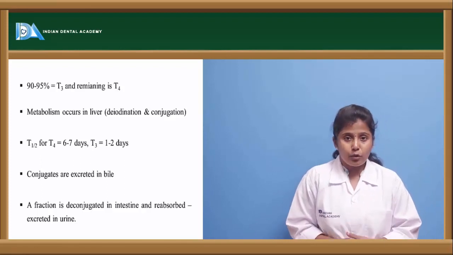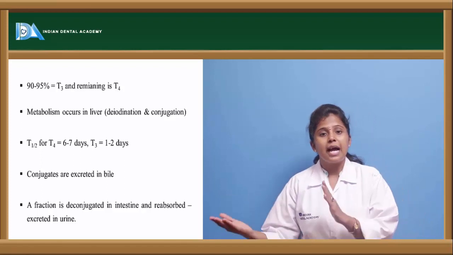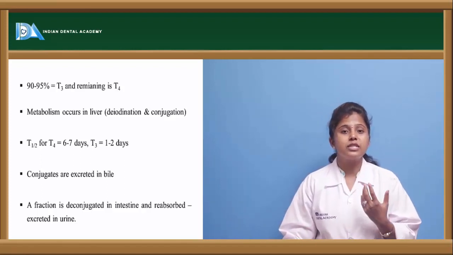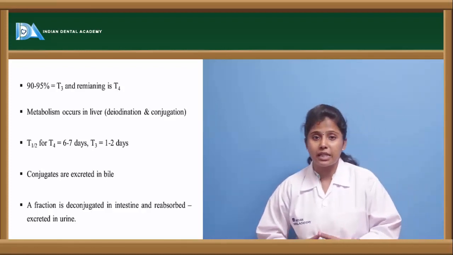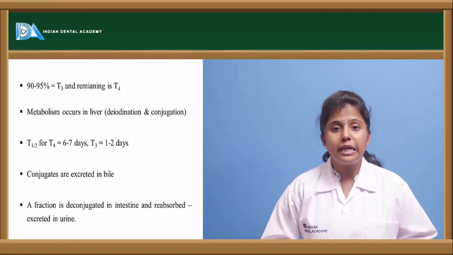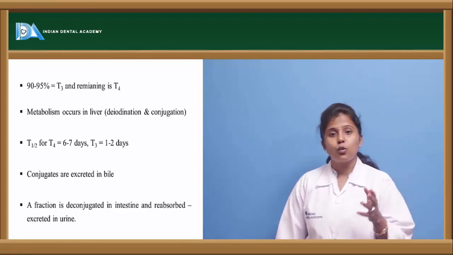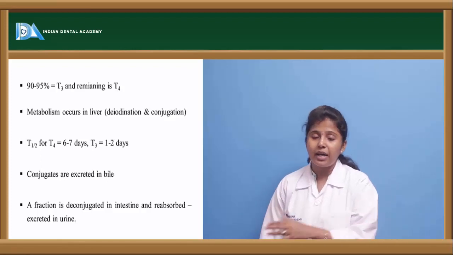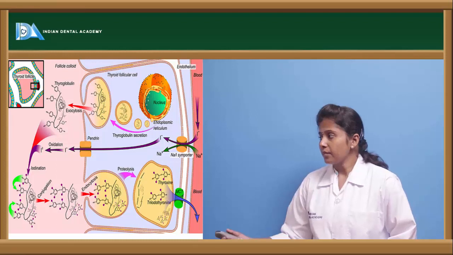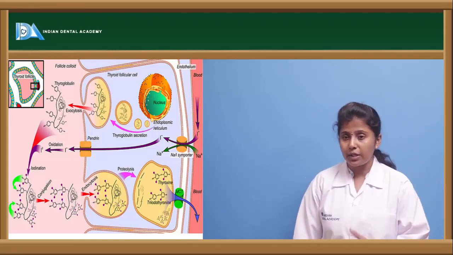Whatever deconjugated hormone is leftover, if a hormone is getting metabolized, it forms conjugates, and whatever portion is not metabolized, which is the deconjugated form of the thyroid hormone, is getting reabsorbed into the intestine, and thereby it is excreted in the urine. So those which are metabolized are excreted in the bile, and those which are not metabolized are excreted in the urine. Here is the pictorial representation of the biosynthesis of thyroid hormone.